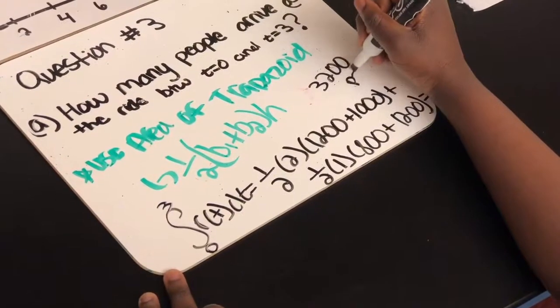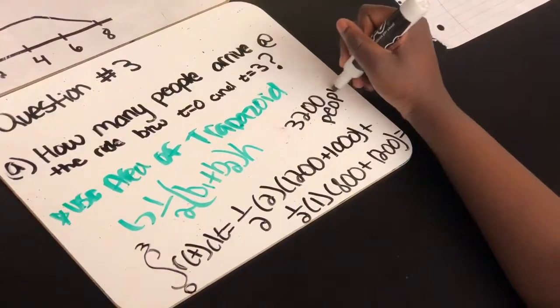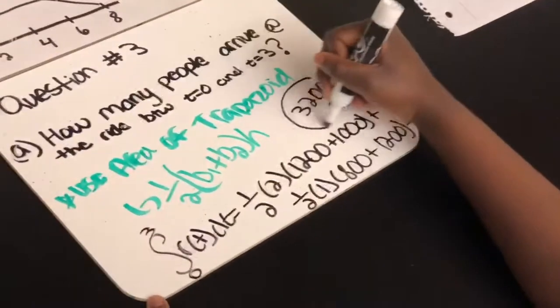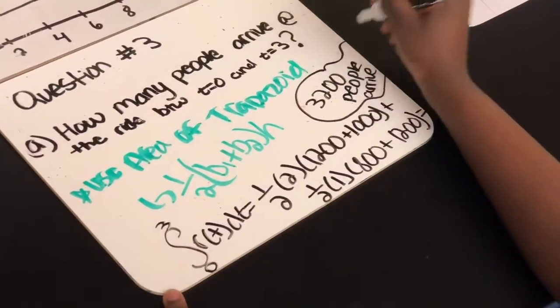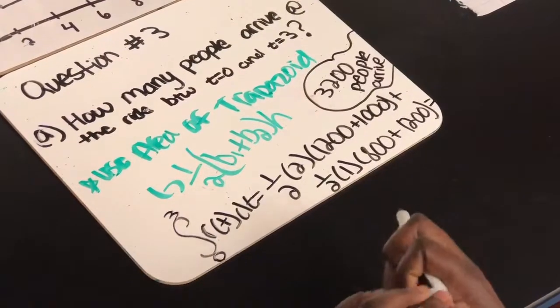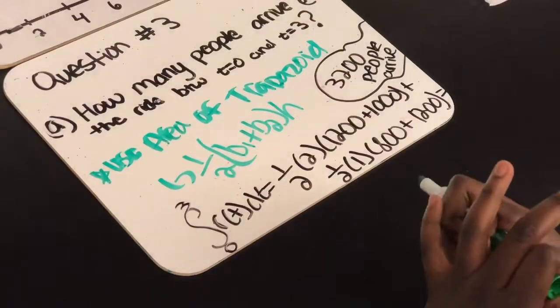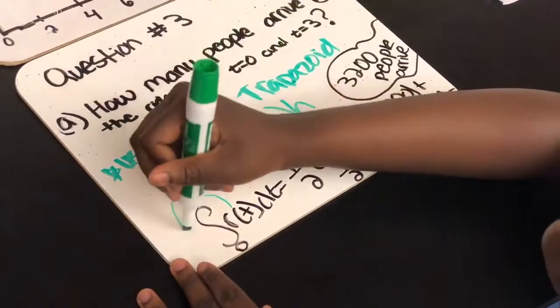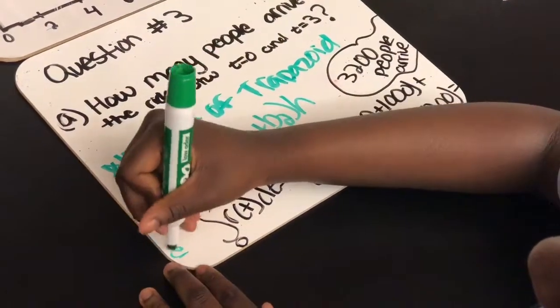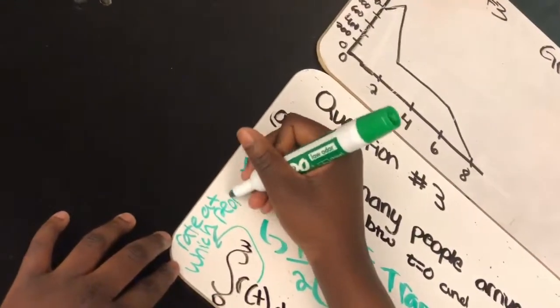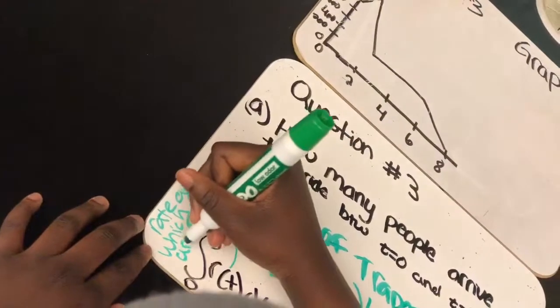And don't forget, you do this because on the graph you see that at time 3, 1,200 people arrive. So you just use the graph. Don't forget to use the graph. That will be very helpful for you. Also, R of t is equal to the rate at which people arrive.